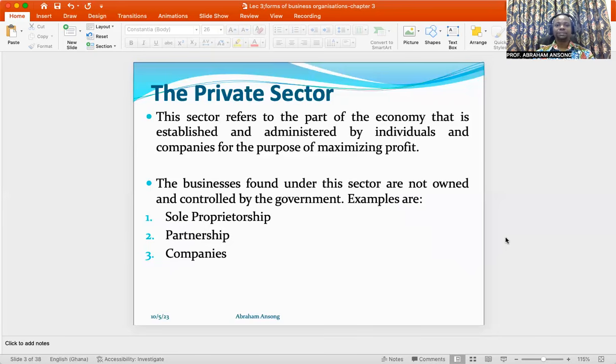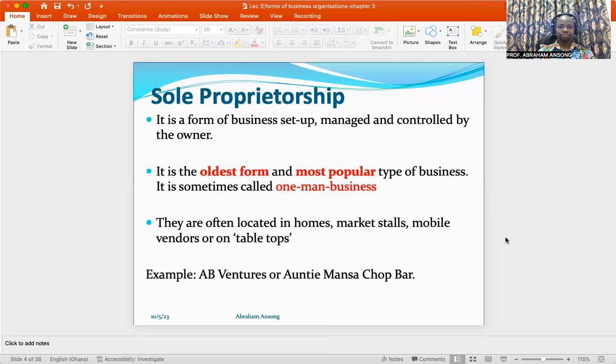But if you operate in the private sector, most of the time, the motive is to make profit. So we have these forms of companies. If you finally decide to set up your company, most of the time it will take one of these forms. So you may either opt for sole proprietorship, you may choose to go with partnership, or you may want to set up a company. So we have the forms under private sector being sole proprietorship, partnership, and companies.